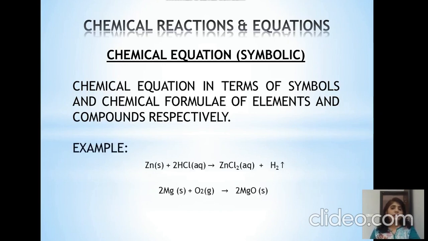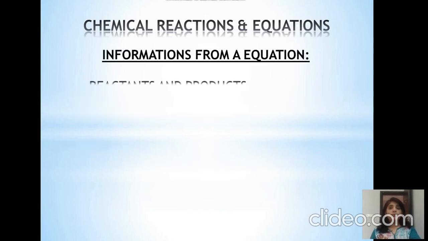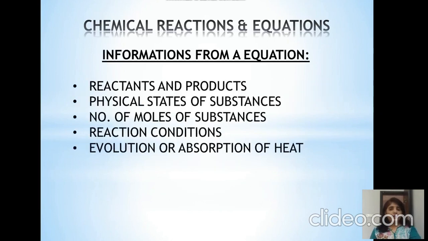As seen in the example, zinc plus hydrochloric acid will be written as Zn plus 2HCl gives rise to ZnCl2 plus H2. This shows zinc and hydrochloric acid are reactants and zinc chloride and hydrogen are the products. Similarly, magnesium: 2Mg plus O2 gives rise to 2MgO. That shows that magnesium reacts with oxygen to give magnesium oxide. Many more examples we can give.